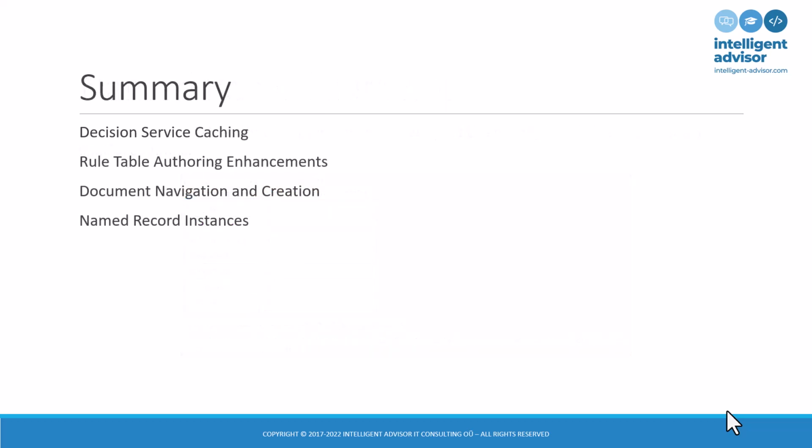So we've seen 4 major enhancements: decision service caching, rule table enhancements, document navigation and creation, and named records. And we're now going to switch over and look at a demonstration of all of these.